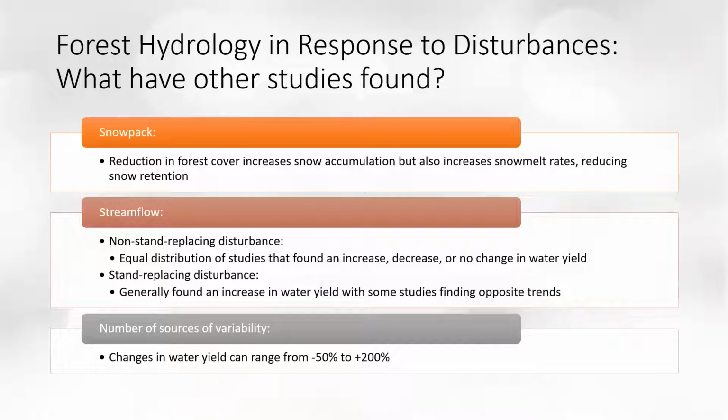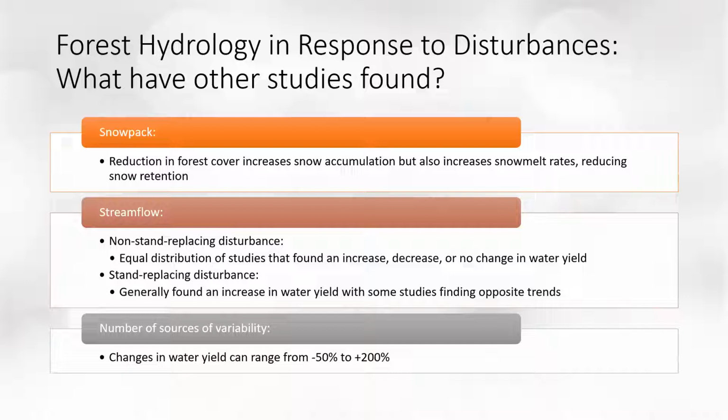As for how stream flow is affected by changes in forest cover, Sarah Goeking and others looked at how stream flow was affected across 78 studies by either a non-stand replacing disturbance, such as a moderate bark beetle outbreak, or a stand replacing disturbance, such as a high severity fire or extensive clear-cut operation. For a non-stand replacing event, she found an equal distribution where water yield, or stream flow, either increased, decreased, or stayed the same. For a stand replacing event, she found that stream flow generally increased.